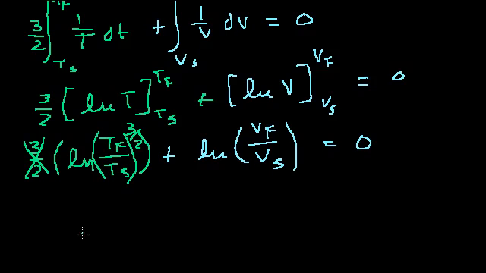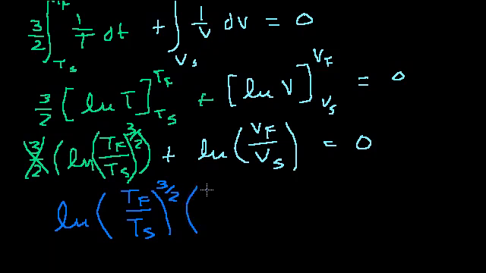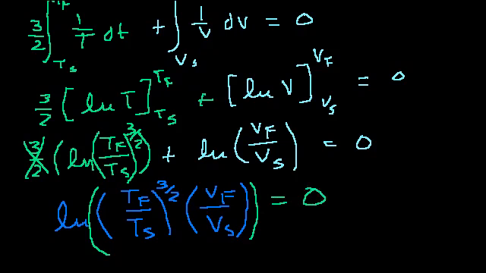So this is equal to, I'll switch colors, the natural log of Tf over Ts to the 3/2 power times the natural log of Vf over Vs. And this is a fatiguing proof. All right. And all of that is going to be equal to 0.